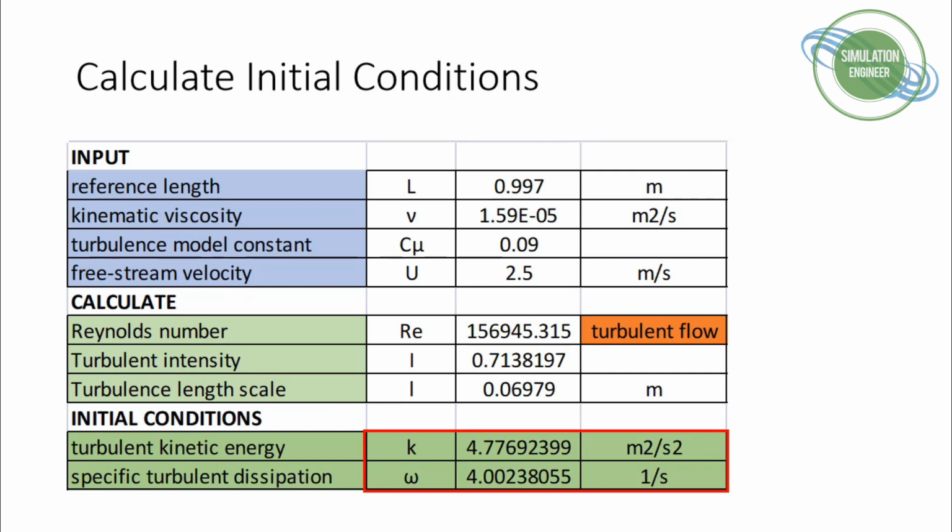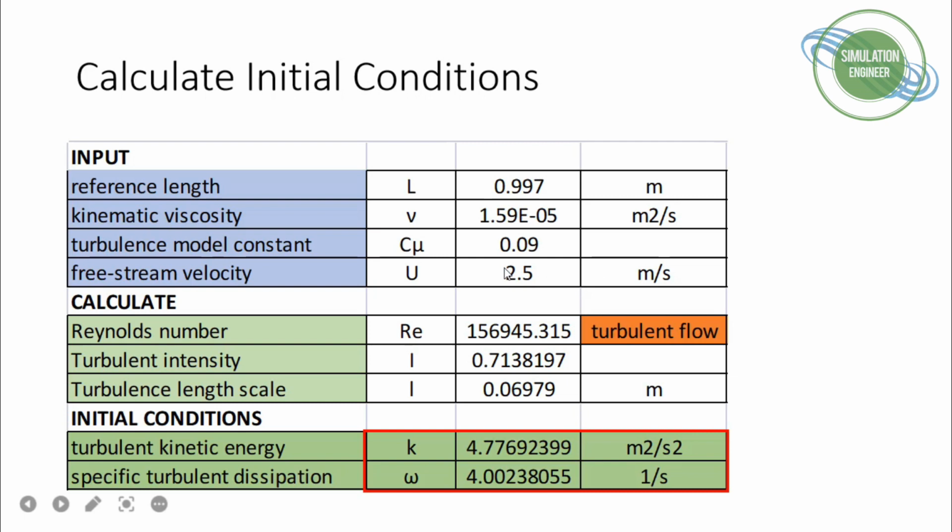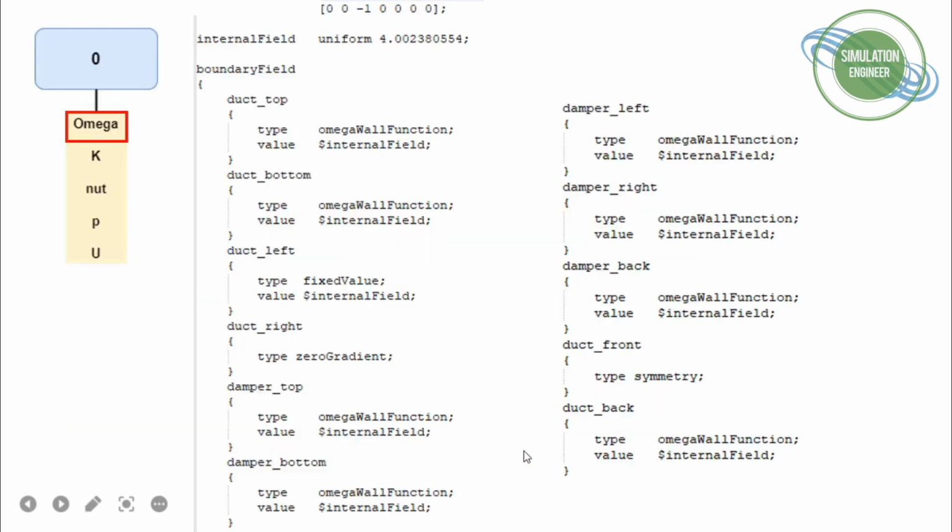So once you calculate all these values, like Reynolds number, turbulence intensity, and length scale, these all will go in to calculate your K and omega values. Okay. So based on these assumptions, calculations, and inputs, we end up getting our K and omega values for our test case.